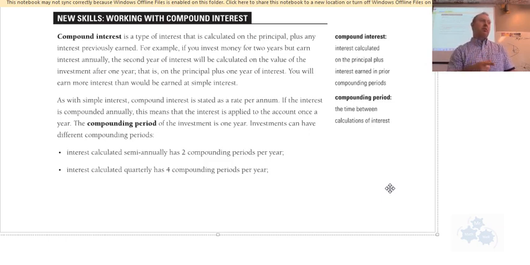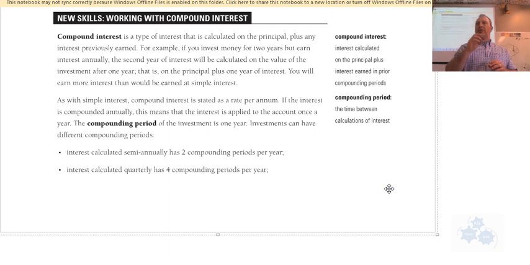Compound interest is a bit different, okay? So let's say you take a loan for a car at $5,000 and you pay 5% compounded interest. What that means is that over time, the interest increases a little bit. Simple interest is the same amount of interest every year. Simple calculation. With compound interest, a little more complicated.